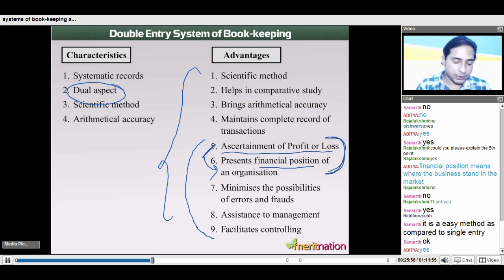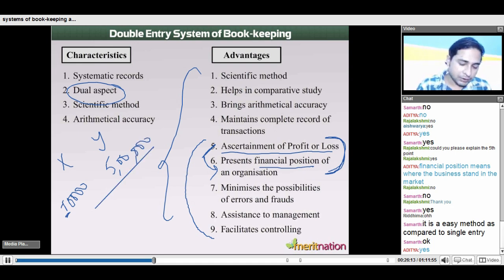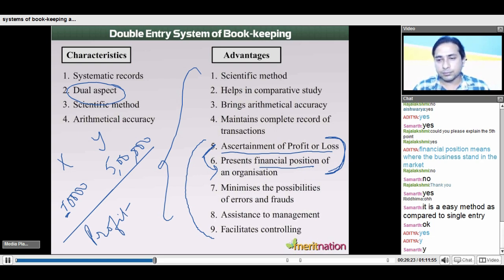Let me give you an example then. Suppose this is business X and this is business Y. Now I say this business has earned a profit of, let's say, 10,000, and this business has earned a profit of 5 lakh. Remember, what I am talking about is this profit. So what do you think? Which business has a better financial position?